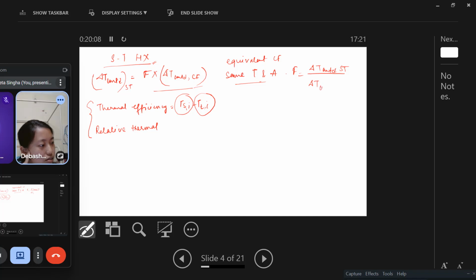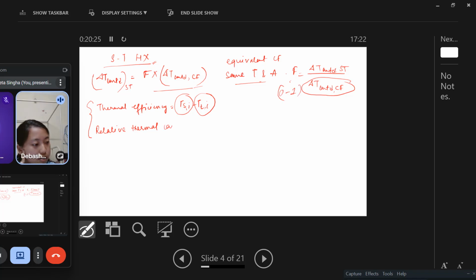It's the correction factor, and this is the maximum delta T which can be attained by the shell and tube. And since it is a fraction, it varies from 0 to 1.